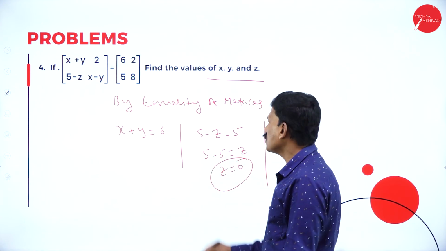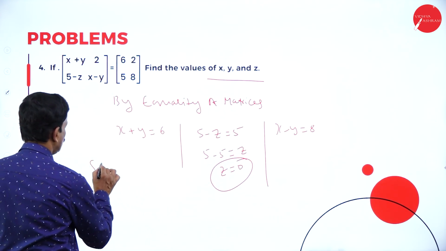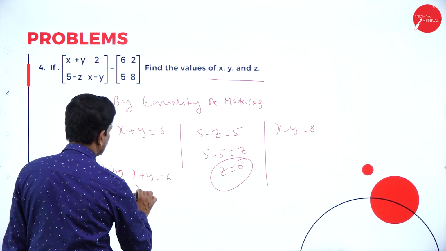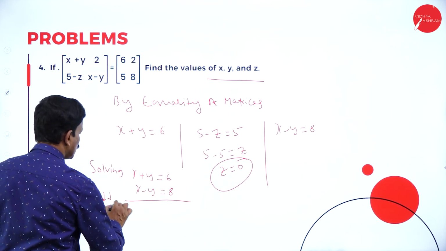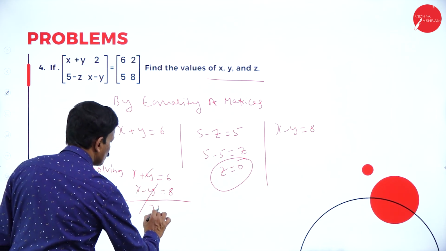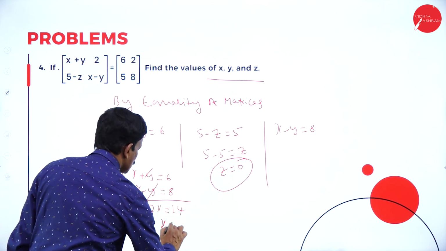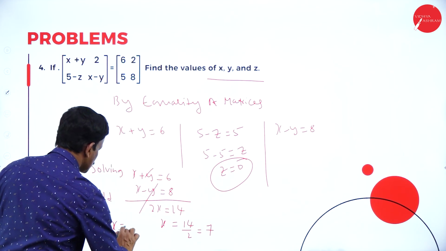Now, solving these two, x plus y is equal to 6 and x minus y is equal to 8. So, if you add, what you will get? Minus y plus y gets cancelled. 2x is equal to 8 plus 6 is 14. x is equal to 14 by 2, that's equal to 7. x is equal to 7.